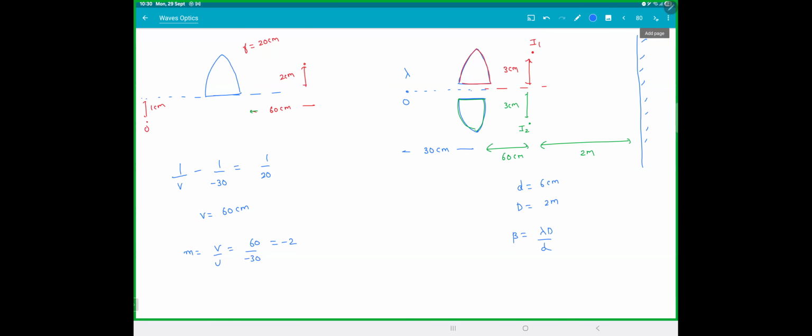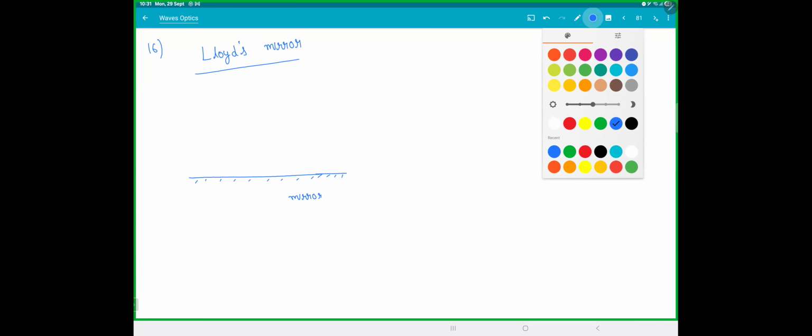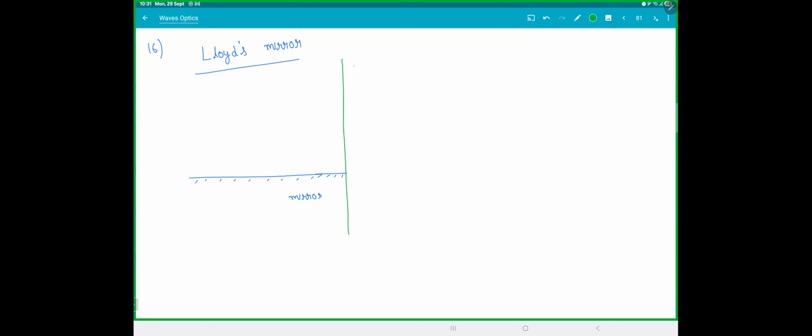Next thing. Now this is kind of an experiment and also a question. Lloyd's mirror. So we have a mirror, and we have a screen. This is y is equal to 0. This is your source at a distance x. Find the position of first maxima.